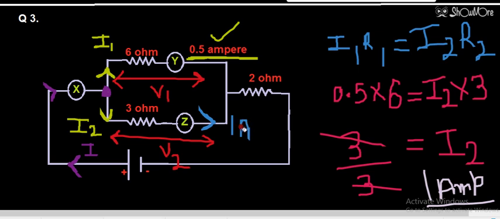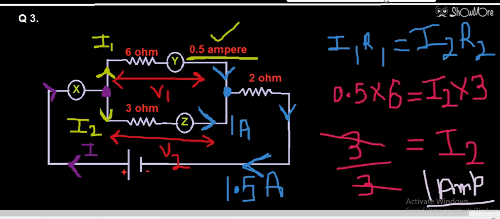So students, you can check here. Two currents are coming towards this point. This is a current of 0.5 ampere. This is a current of 1 ampere. So these two will combine and a current of 1.5 ampere will flow in this direction. The current which is coming to the battery will obviously be 1.5 ampere.